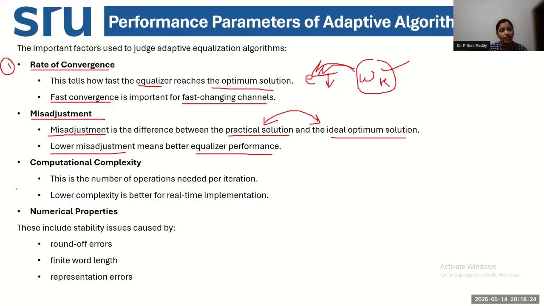Next comes computational complexity. Complexity increases if you have a greater number of iterations. Iterations means you have to update the value of Wk, or omega k, more number of times. So the lower the complexity, the better the implementation, meaning easier implementation. Easier implementation is much cheaper in hardware, etc. So this is much better in a practical scenario.